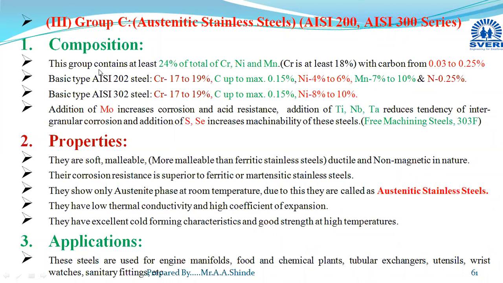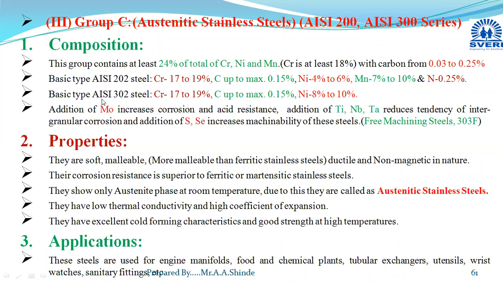Now, related to their composition, this group C or austenitic stainless steel contains at least 24% of chromium, nickel, and manganese. Combined amount is 24%. And out of this combined amount, minimum 18% chromium should be there, with very low percentage of carbon. Carbon percentage is very low, and along with chromium, nickel, manganese, these other alloying elements are there.